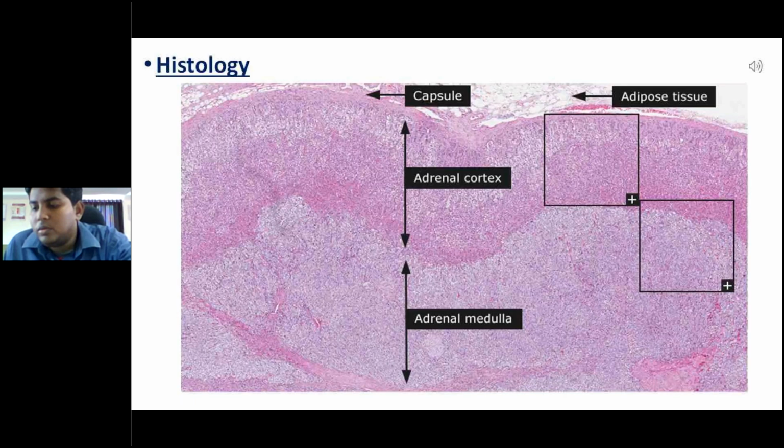So coming to the histology, it is surrounded by an outer capsule, and after the capsule, the adrenal cortex, and then the medulla. The cortex stains more compared to the medulla. The capsule is surrounded on the outer side by the Gerota's fascia, and in the outer layer, there is adipose tissue, a fatty layer.